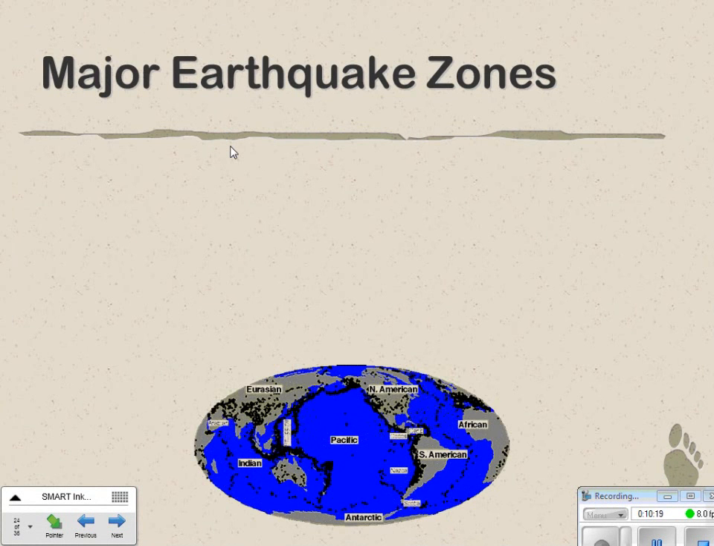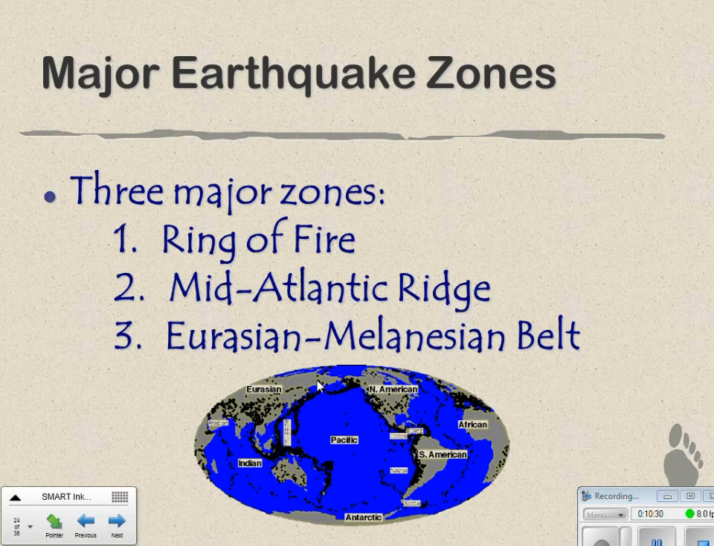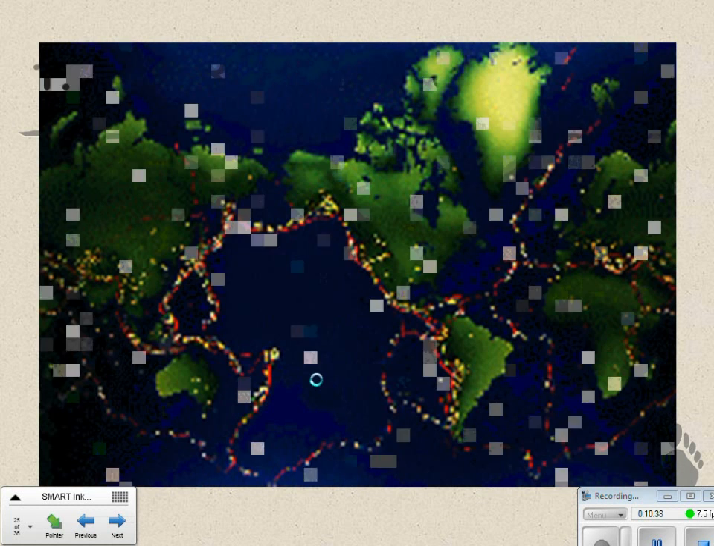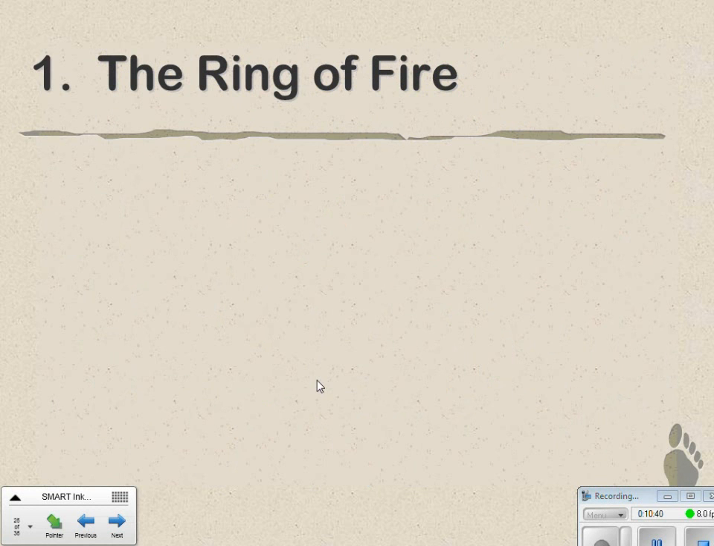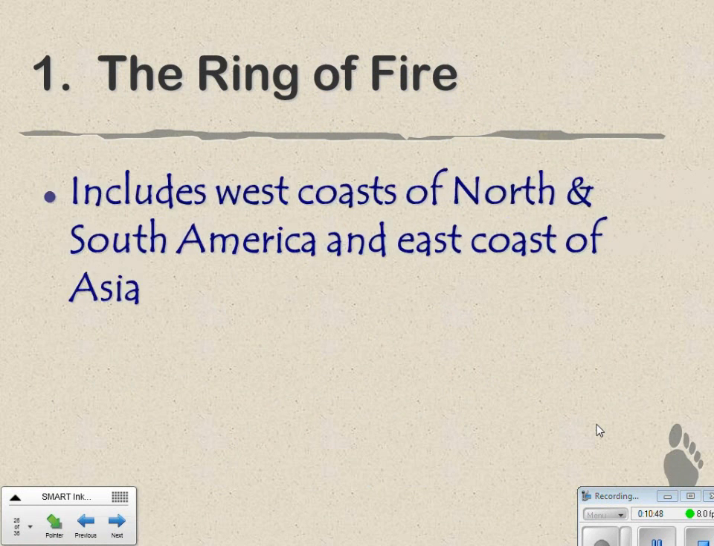Major earthquake zones. What's special about that picture down there? What's this area here called? Hopefully you're saying the Ring of Fire. There are 3 major earthquake zones: the Ring of Fire, the Mid-Atlantic Ridge, and the Eurasian Melanesian Belt. The Ring of Fire includes the west coasts of North and South America and the east coast of Asia.